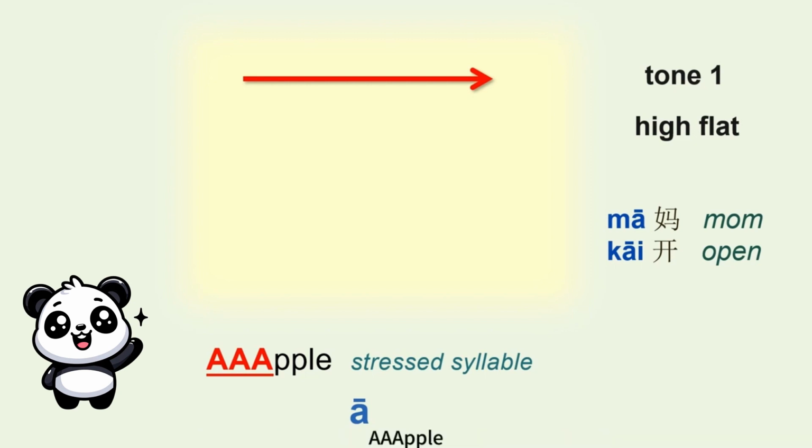For example, apple. The stressed syllable a with a high pitch is similar to the first Chinese tone, ā. The Chinese word mā, which means mom, has the first high tone. The Chinese word kāi, which means open, also carries the first high tone.